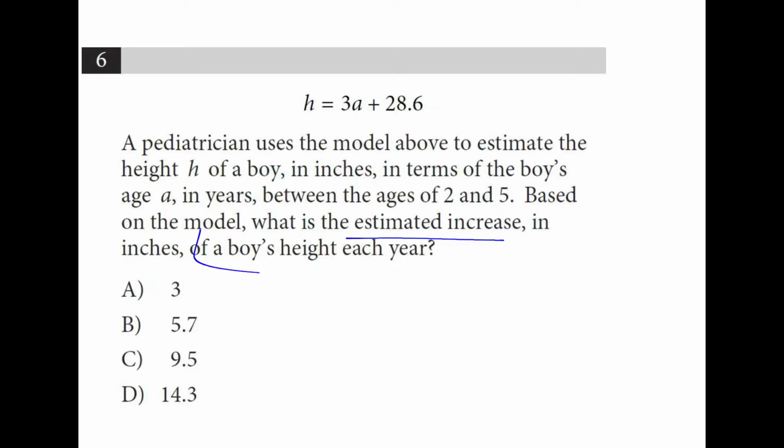Estimated increase in height each year. Each is a key word that tells us we're looking at slope. So there's a lot of words here, but they're just asking you to identify the slope, which is 3.